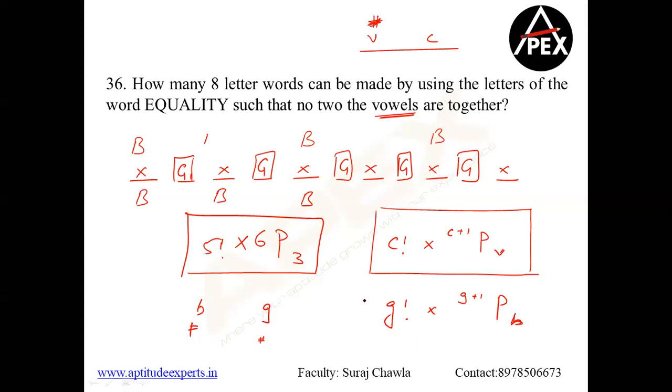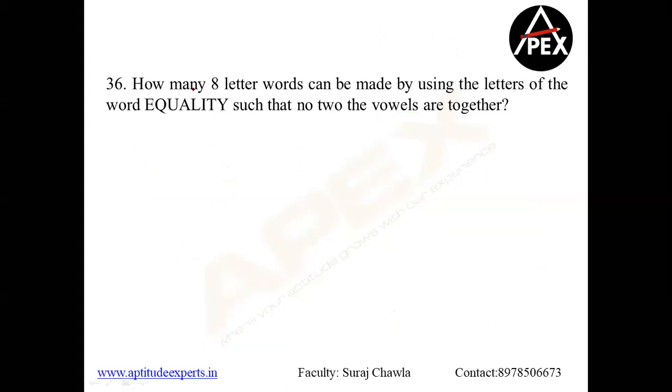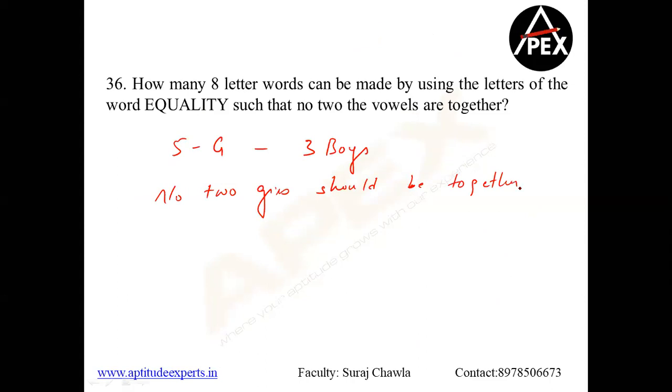Clear? Now I'll give you a very interesting question before we end the class today. I'm giving you 5 girls and 3 boys. My condition is no 2 girls should be together. How many cases can be formed? Very interesting question. Last question before we end the day.